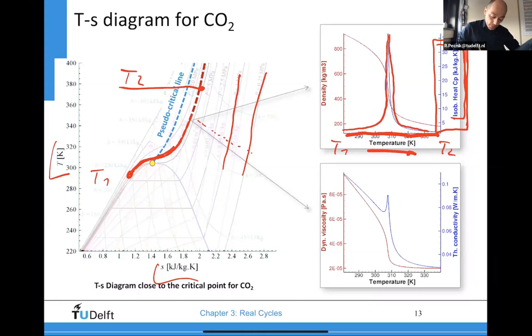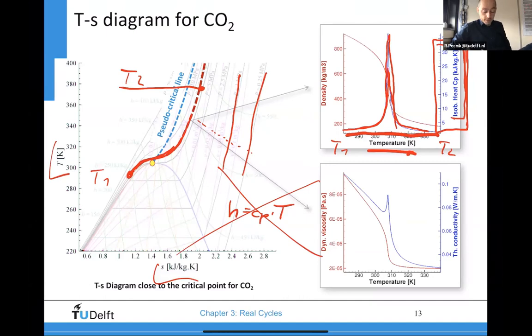So you cannot simply use H equals Cp times T. In this case, this would be very wrong, because Cp shows this weird behavior here. This works only for an ideal gas. This is not an ideal gas. If you are at an isobar above the critical point, then you cannot use this, and you will have to use something else to calculate the enthalpy change in a compressor, for example, or in a heat exchanger.